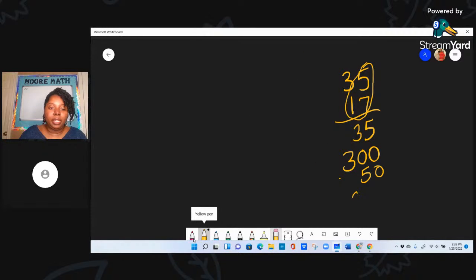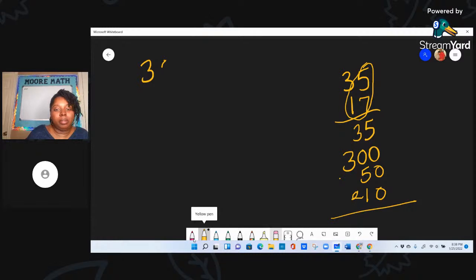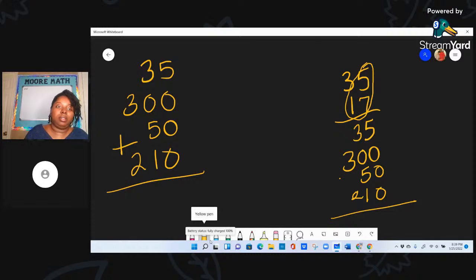Okay, so if you break it down, you're going to have to do 210. Yes. Okay, and then add them all together. And then you should get the right answer. So you're going to do 35 plus 300 plus 50 plus 210. And tell me what you get. 595. There you go.